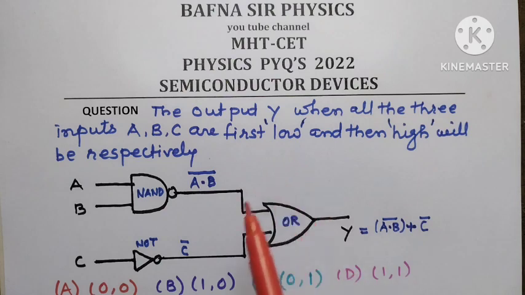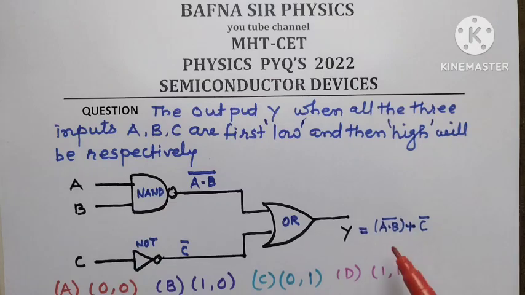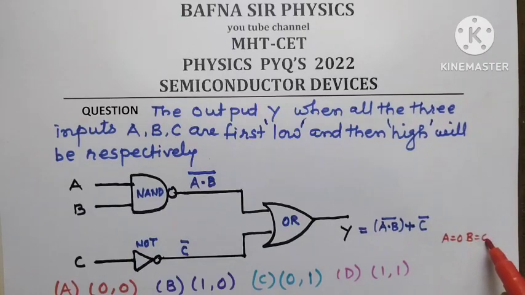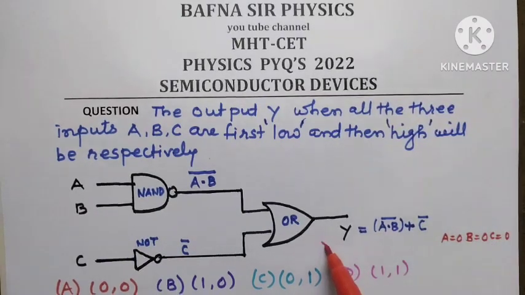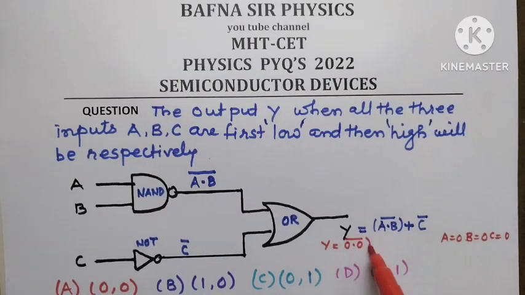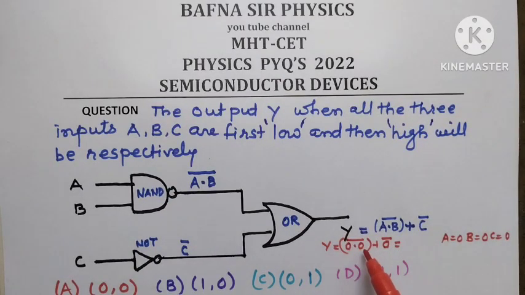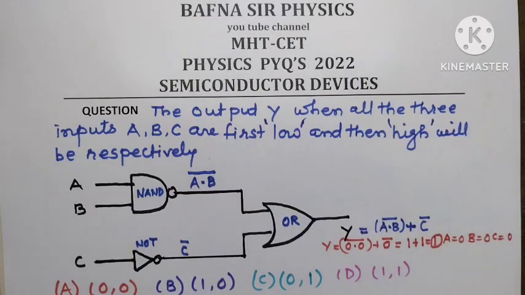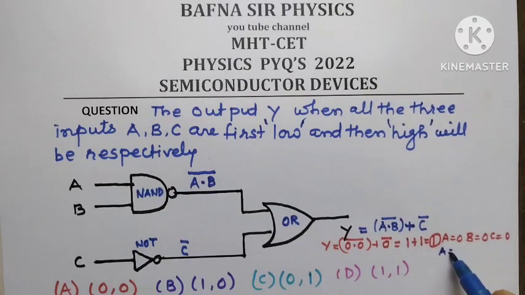Now in the question it was given that initially A, B and C, all these three inputs, are at logic 0 level. So what is the corresponding output? When A is equal to 0, B is equal to 0, C is equal to 0, then output Y as per the equation is (0 into 0) complement plus complement of 0. Now 0 into 0 is 0 and its complement is 1, plus complement of 0 is 1. 1 plus 1 is what? 1.